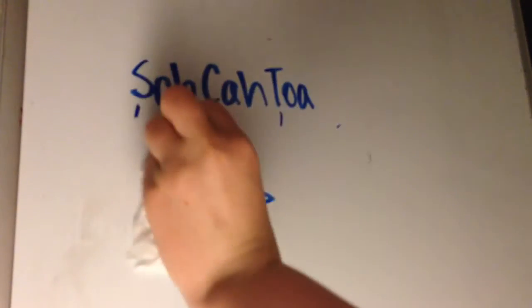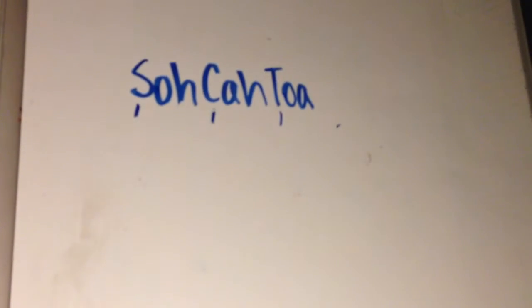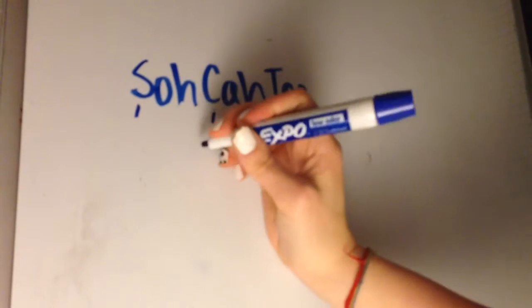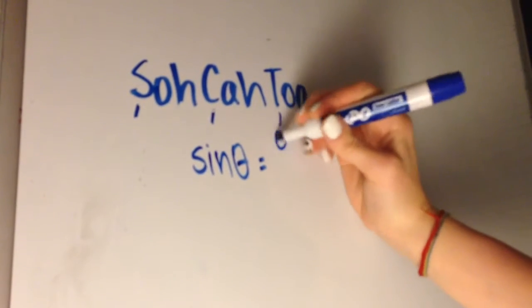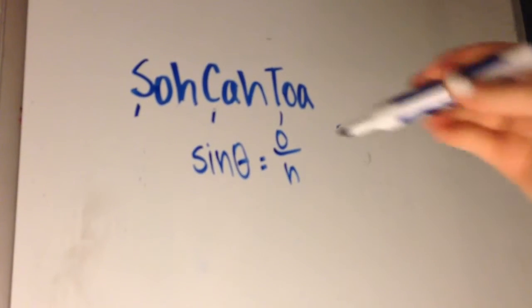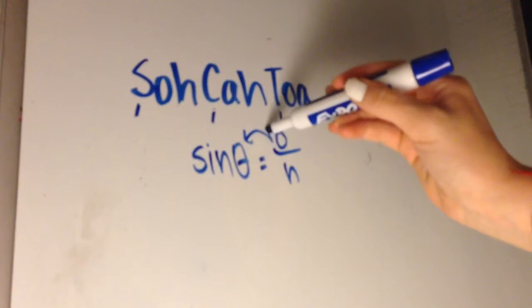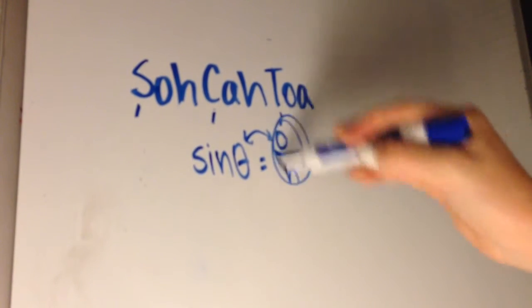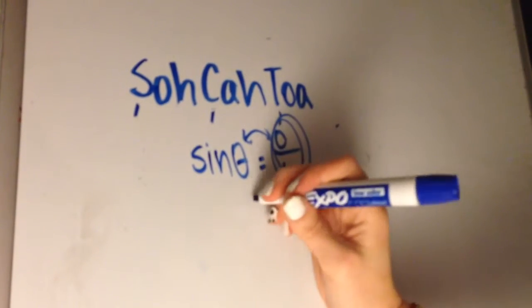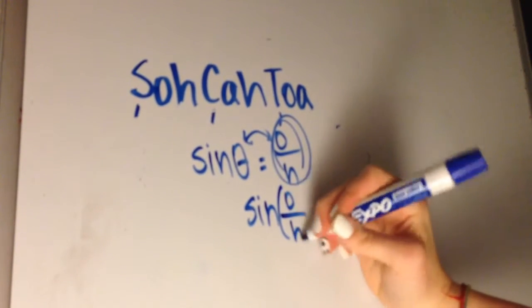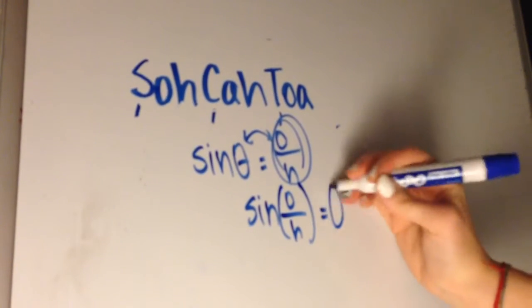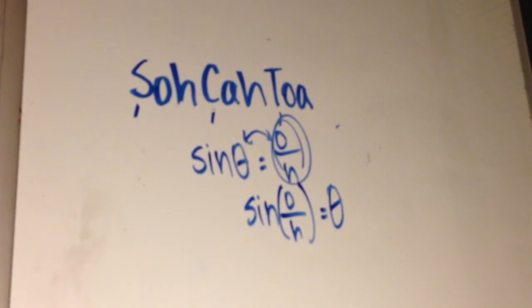All we do for our inverses, and the inverse is to find those angles, is instead of having sine of theta equal to opposite over hypotenuse, we switch the theta and this little segment. So we end up with sine inverse of opposite divided by hypotenuse equals that angle measure that you're trying to find.